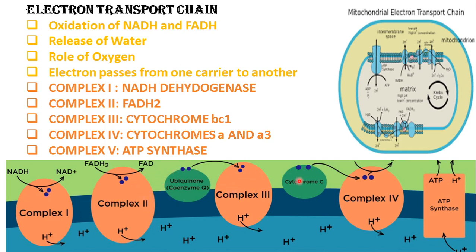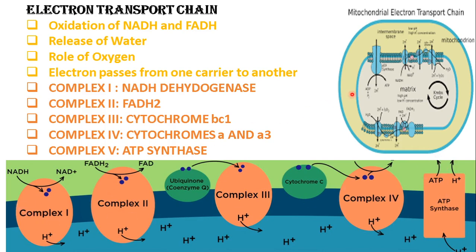Then cytochrome C. It will be given to cytochrome C, which is again a mobile carrier, to be finally given to complex 4. Complex 4 is made up of cytochromes A and A3. It makes up complex 4. Then finally, what will happen? The electrons will now be transported out into the matrix and via this ATP synthase. This is the fifth complex that will finally help in the release of ATP.